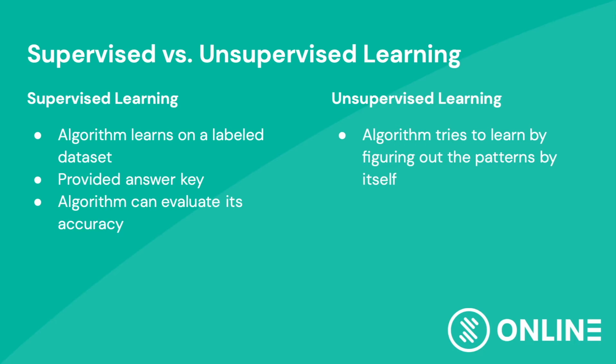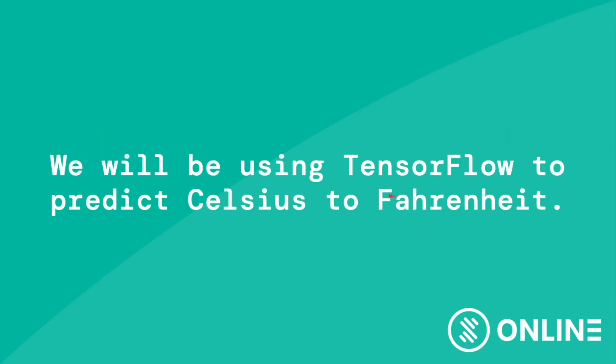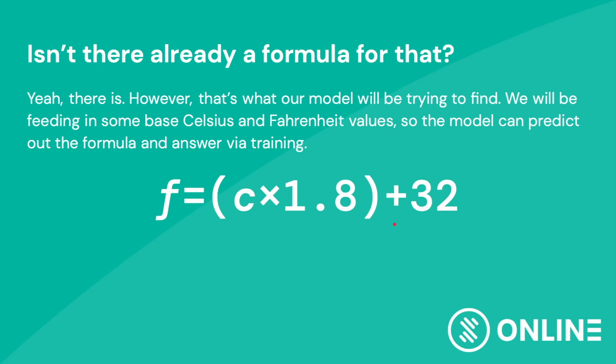So today we're going to be doing a supervised learning system. And we're going to be using TensorFlow to predict Celsius to Fahrenheit conversion. Well, isn't there already a formula for that? And yeah, there is. But that's exactly what our model's going to be trying to find. It's going to be trying to figure out this 1.8 and this 32 if we only give it C and F. We're going to be feeding in some values. Like I said, we're going to be feeding in C and F, and it has to figure out what 1.8 and 32 are via training. So this is the really cool part. We're giving it the input value and the output.